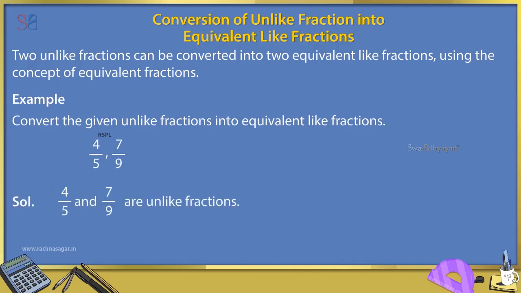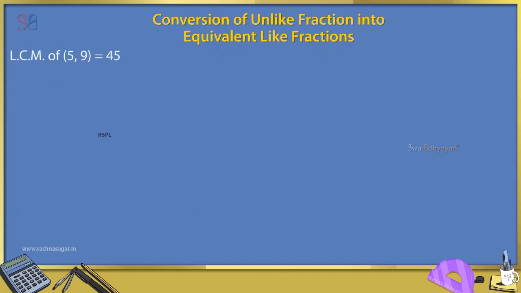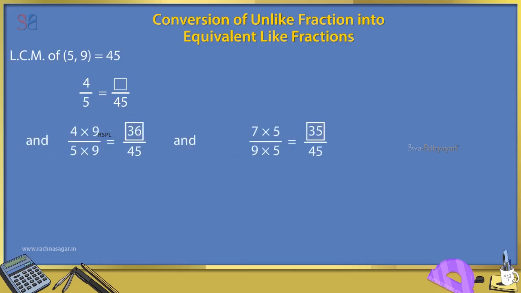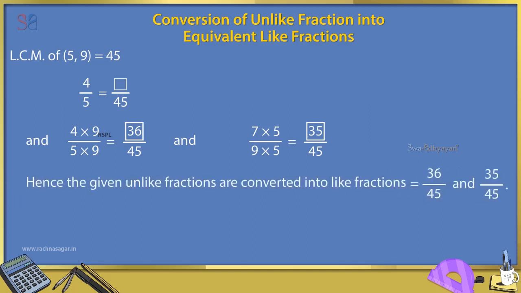Solution, 4/5 and 7/9 are unlike fractions. LCM of 5 and 9 is equal to 45. 4/5 is equal to blank/45. And 4 into 9 by 5 into 9 is equal to 36/45. And 7 into 5 by 9 into 5 is equal to 35/45. Hence, the given unlike fractions are converted into like fractions 36/45 and 35/45.